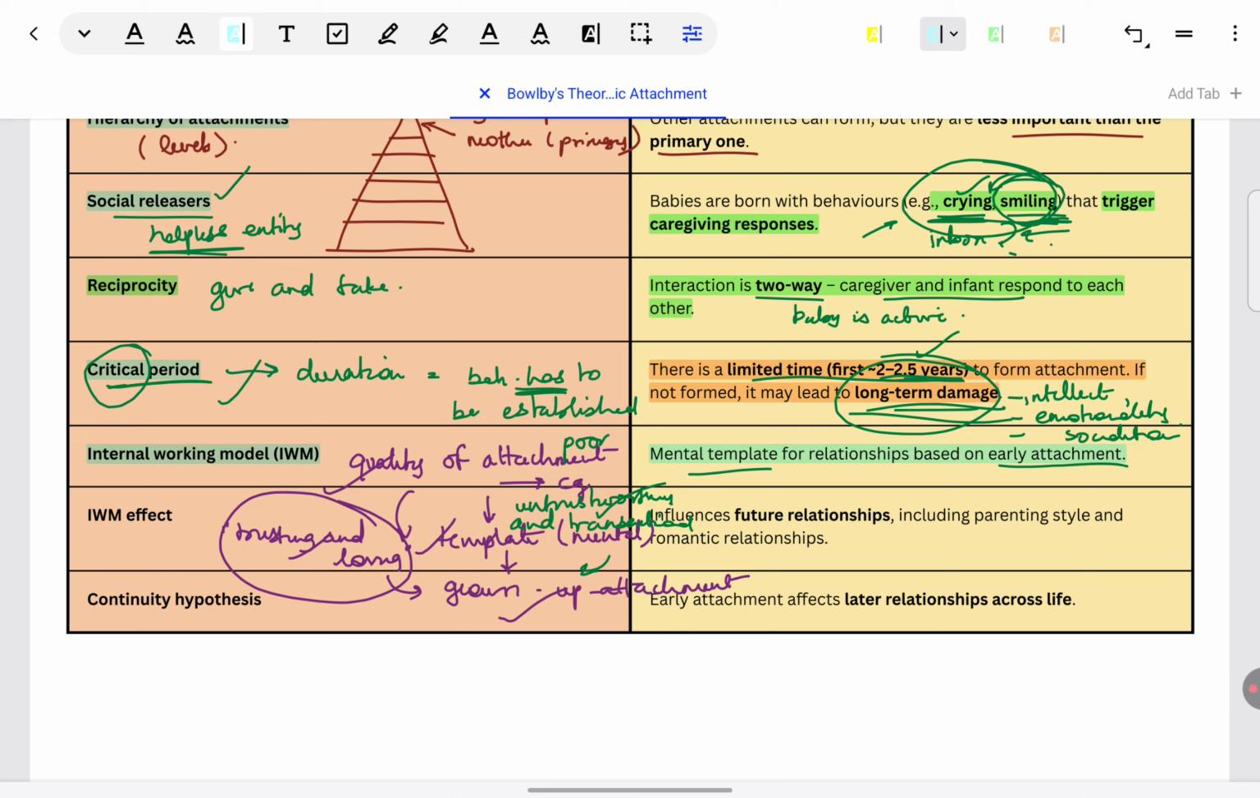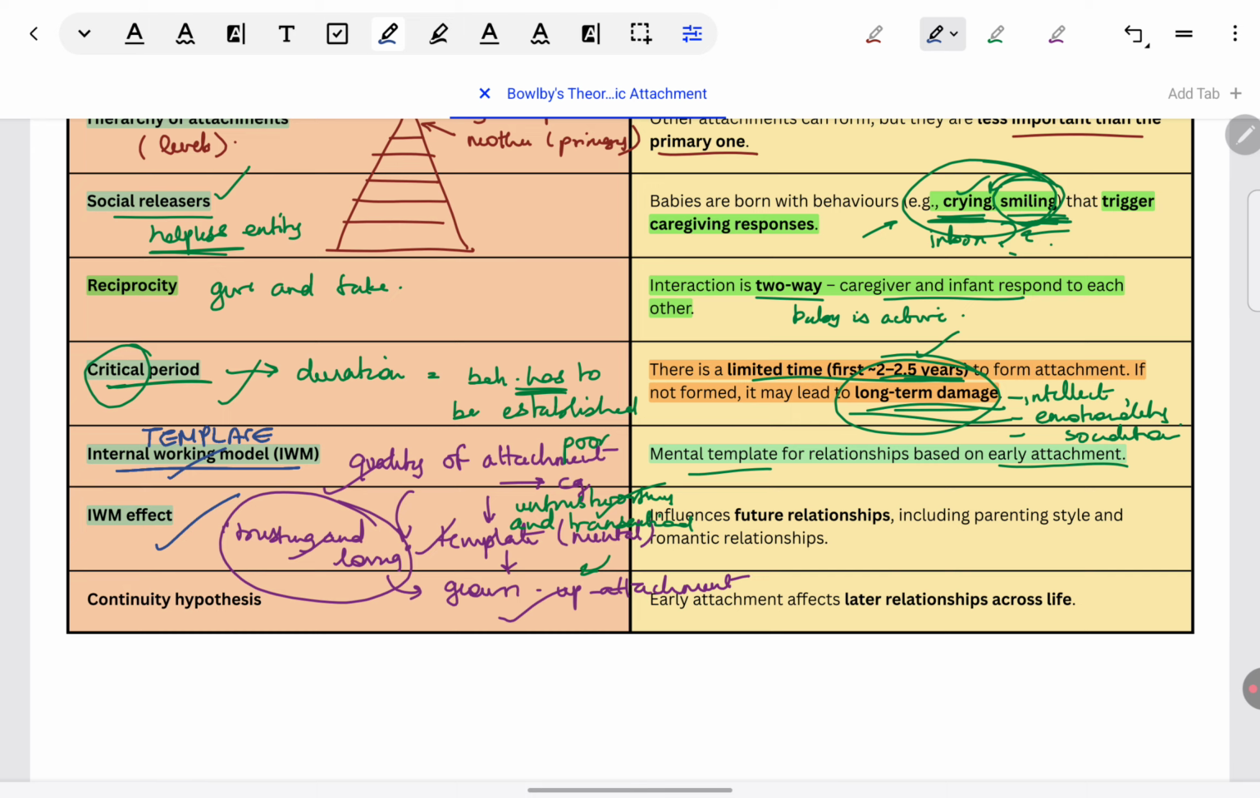Now, the next concept related to this is the internal working model effect. This template, which we just saw, which forms in the individual's mind, is said to be an internal working model. That's the name given to it, the impression or the template formed in the person's mind of how relations should be. Now, what is the effect of this template?